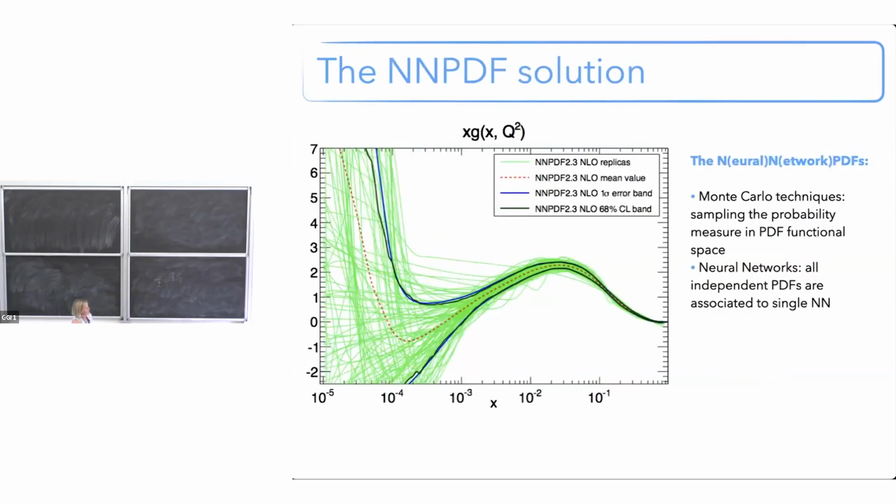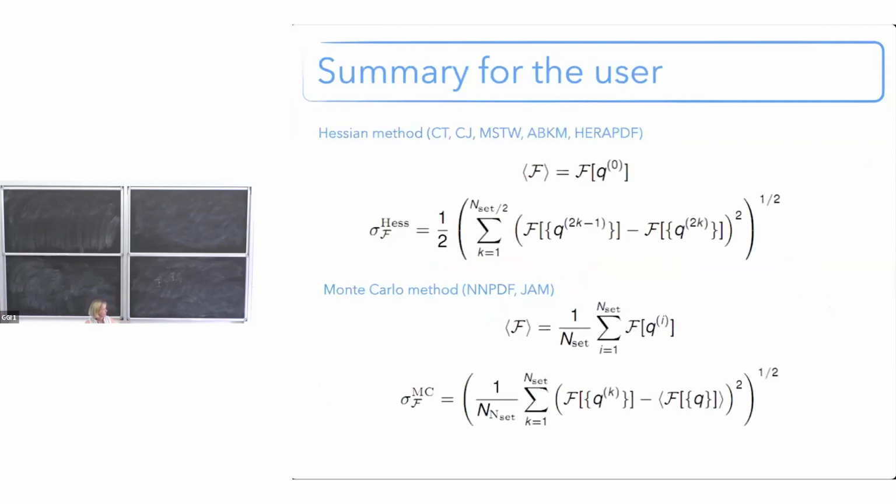So an NNPDF puts together the neural network and the Monte Carlo techniques, but as I was discussing with Maria Vittoria, you can do different combinations of these things, okay? Good, so these are the methods, and whenever you have to use a PDF, you have to know what method has been used, because depending on whether a PDF set is done with the Hessian method for the error propagation or with the Monte Carlo method for the error propagation, you have to do different things, okay?